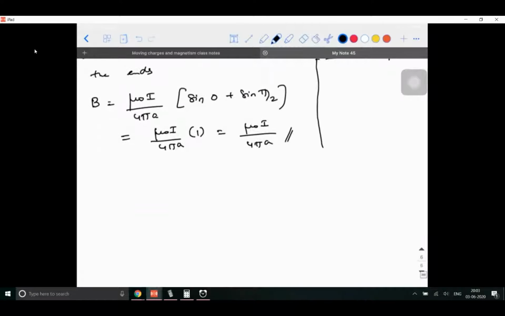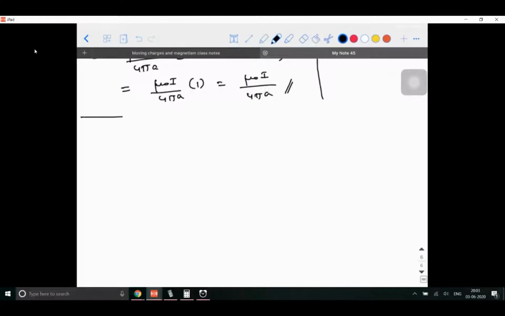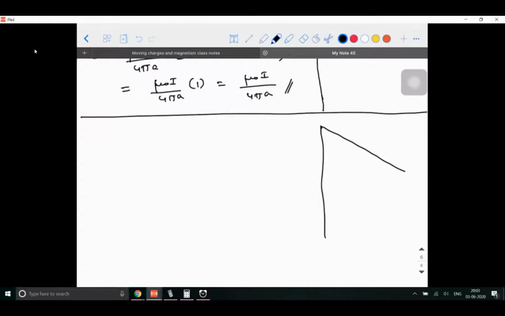Right. So what I'll do is I'll write down all the formulae, and I'll give you some problems. Let's try out some problems based on that. So what are the three formulae when you have a finite length wire here?